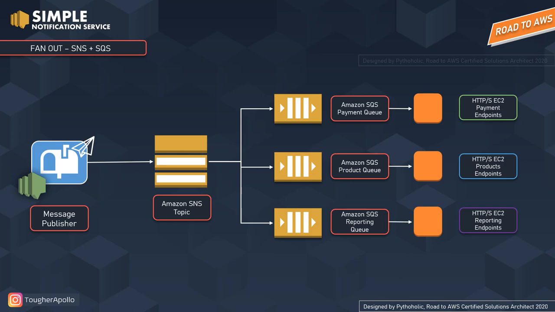Okay, so if you see here, we have our message publisher which sends the messages to the SNS topic, and there are three SQS subscribers, payment, products, and reporting. And based on the message type, these will be taken up or pushed to the SQS queue and will be processed by the consumers of the SQS queue. And the best part is that if the processing fails, they can add that to the dead letter queue as well, so that it can be processed later.